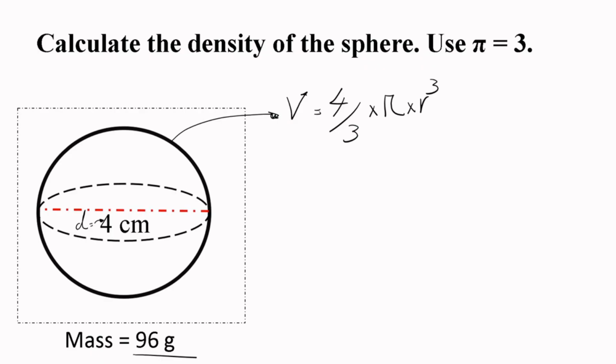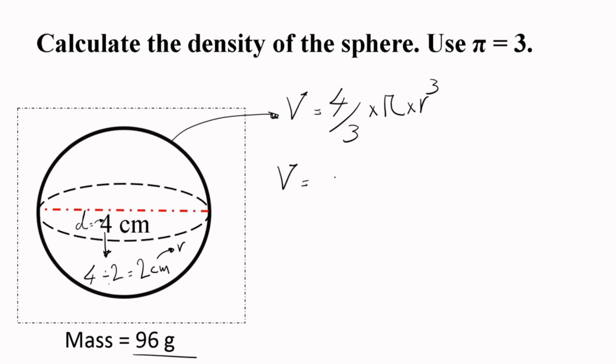Should I rewrite the formula based on diameter? Yes, I can do that, but it's going to be really time consuming. There is an easier method. What should I do? The only thing that I need to do is divide the diameter by 2 to find the radius. So the radius is going to be 2 centimeter here.